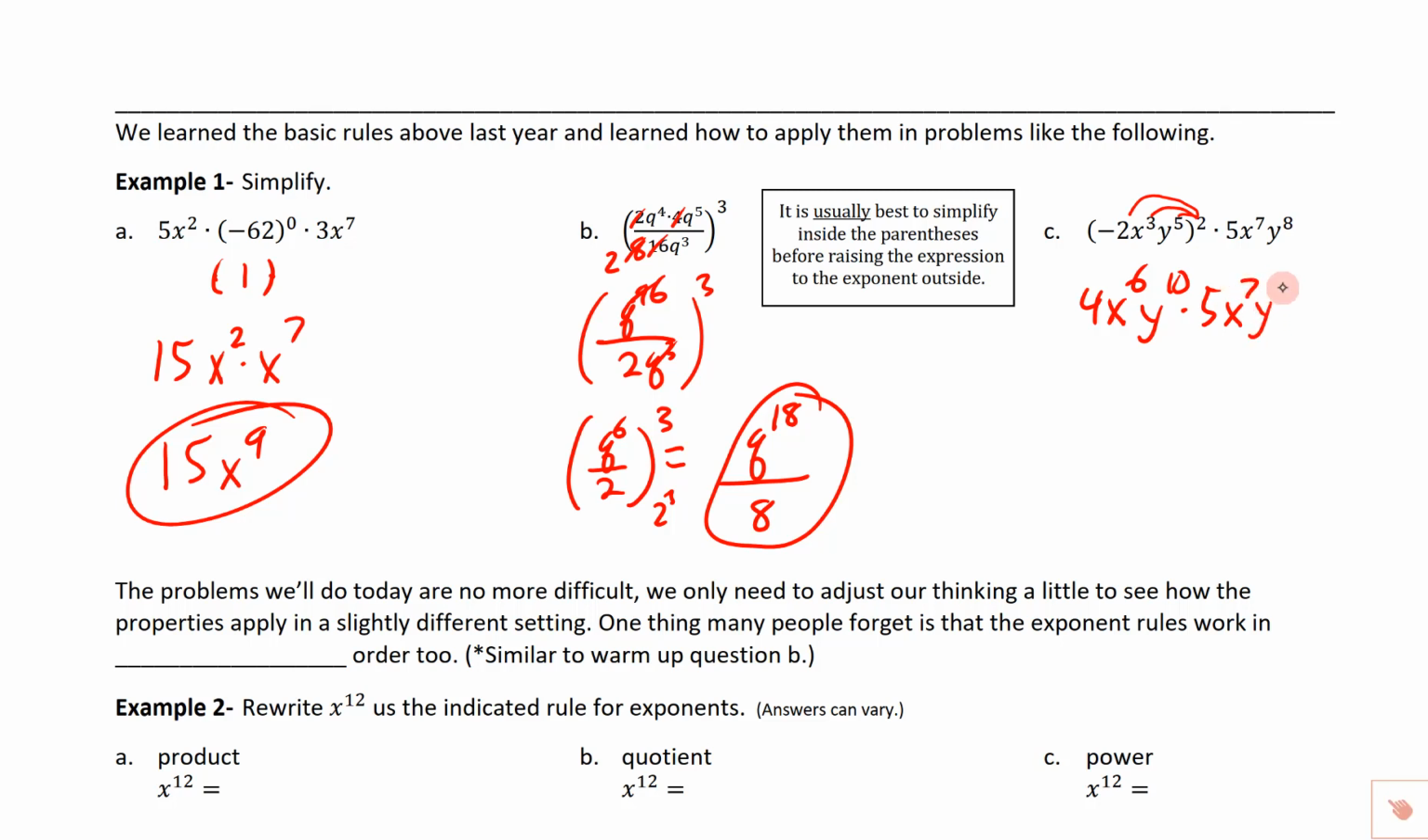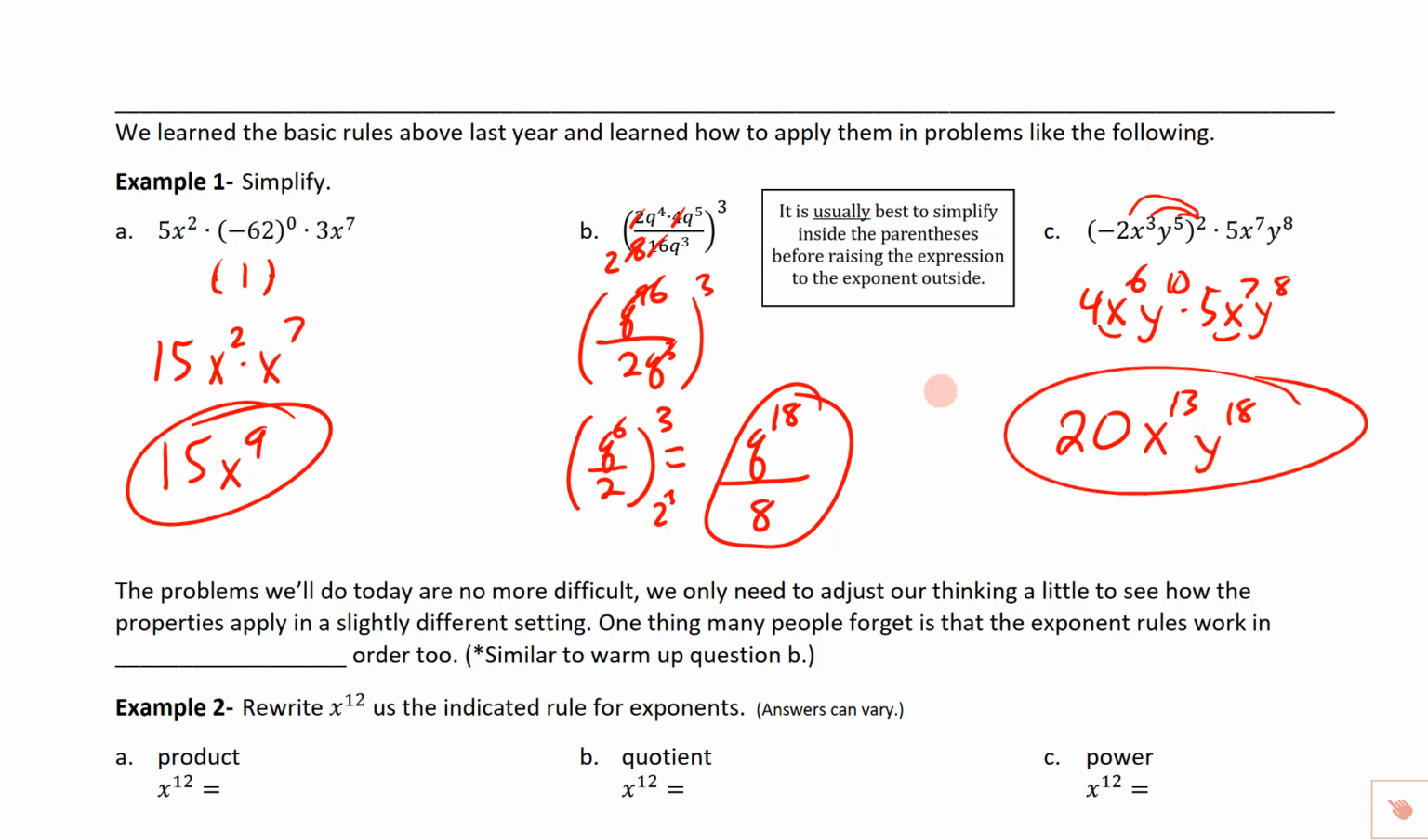And then from here on out, hopefully this is pretty easy. We're going to multiply the coefficients together, so we get 20 for our final coefficient. We've got x to the 6th times x to the 7th. That's 13 x's multiplied together. And then we've got y to the 18th. So we'll go ahead and circle that.